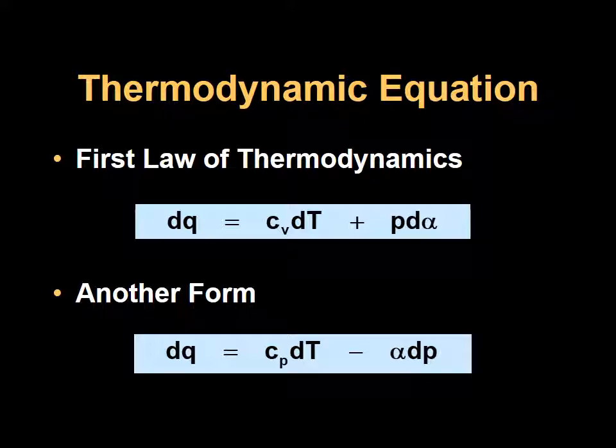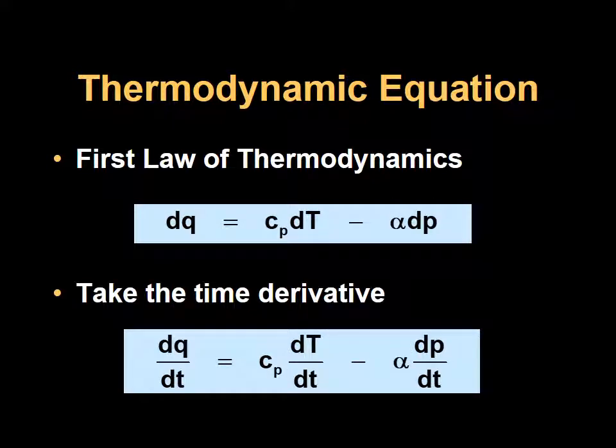So we're going to take the first law in another form, which has c sub p in it instead of c sub v, and it changes the p d alpha to alpha dp, and we're going to use that to derive the thermodynamic equation. So the first thing that we're going to do with the first law of thermo is divide it by time, or in other words, take the time derivative.